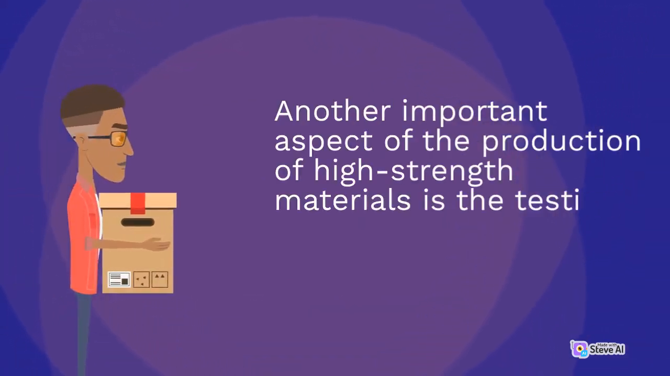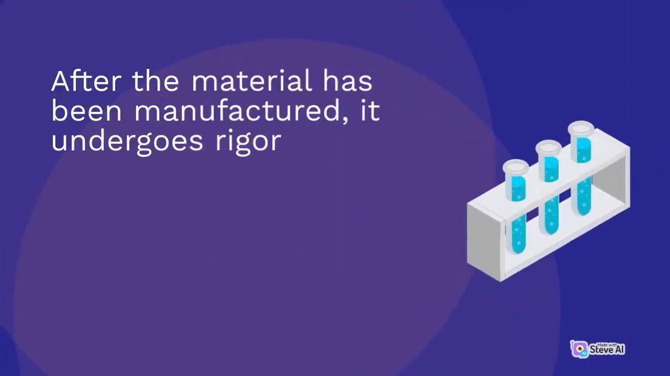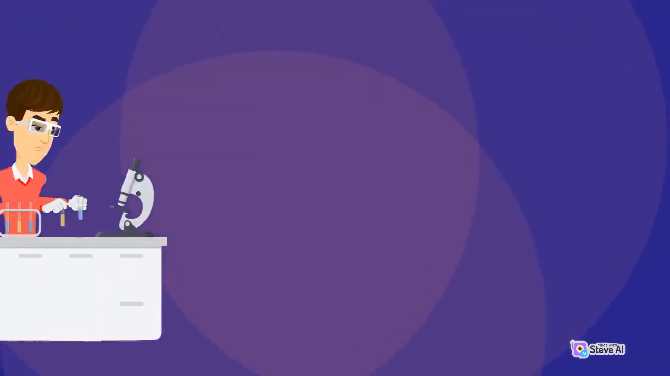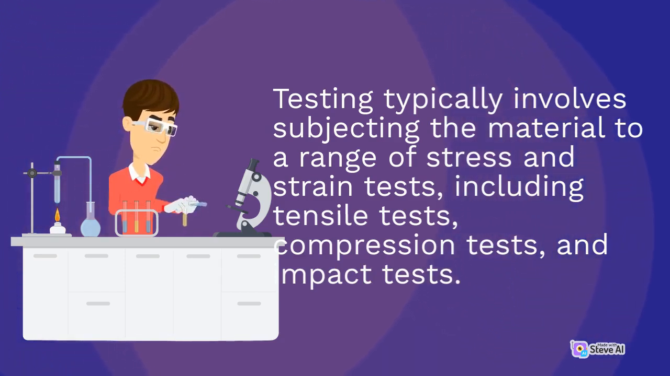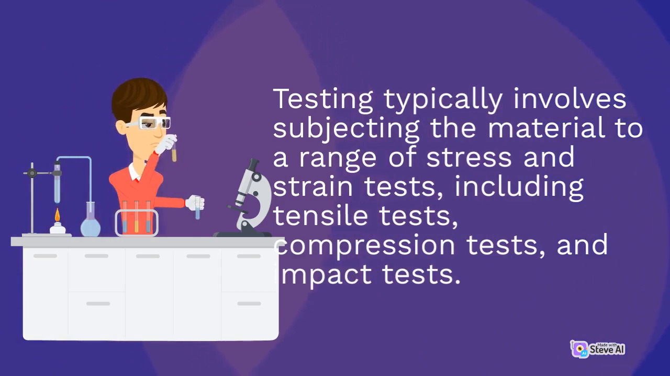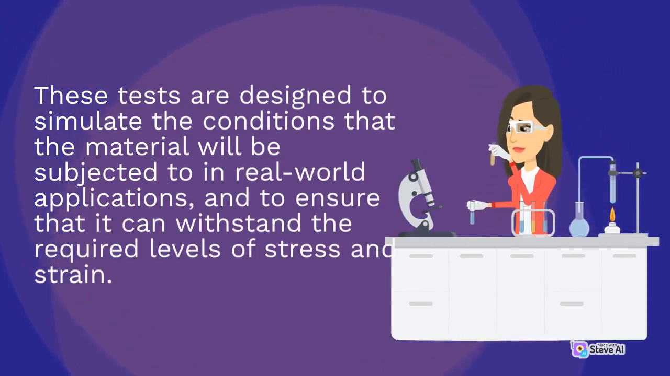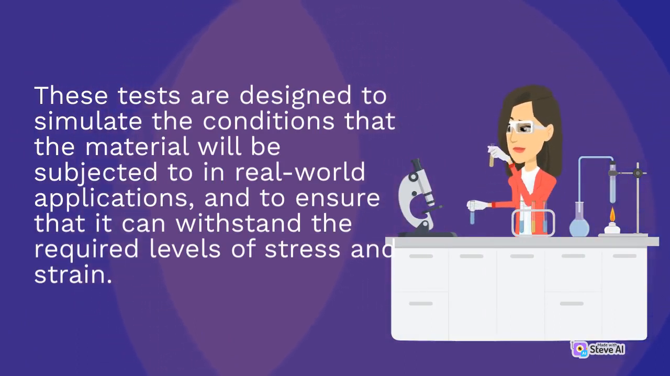Another important aspect of the production of high-strength materials is the testing and validation of the final product. After the material has been manufactured, it undergoes rigorous testing to ensure that it meets the required specifications for strength, durability, and other properties. Testing typically involves subjecting the material to a range of stress and strain tests, including tensile tests, compression tests, and impact tests. These tests are designed to simulate the conditions that the material will be subjected to in real-world applications, and to ensure that it can withstand the required levels of stress and strain.